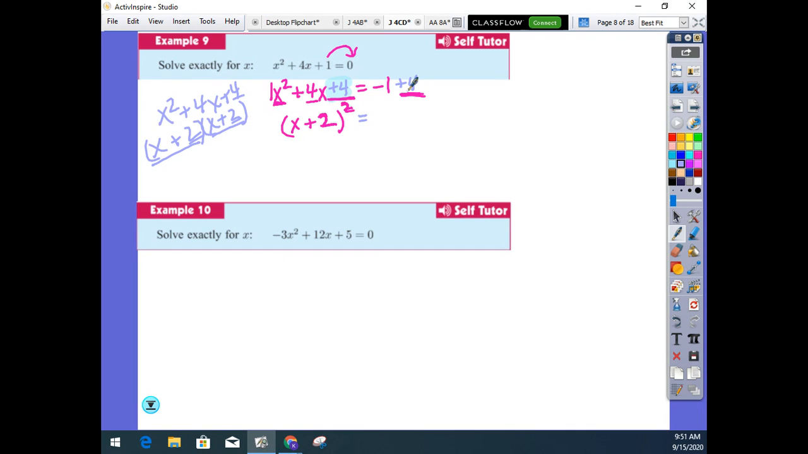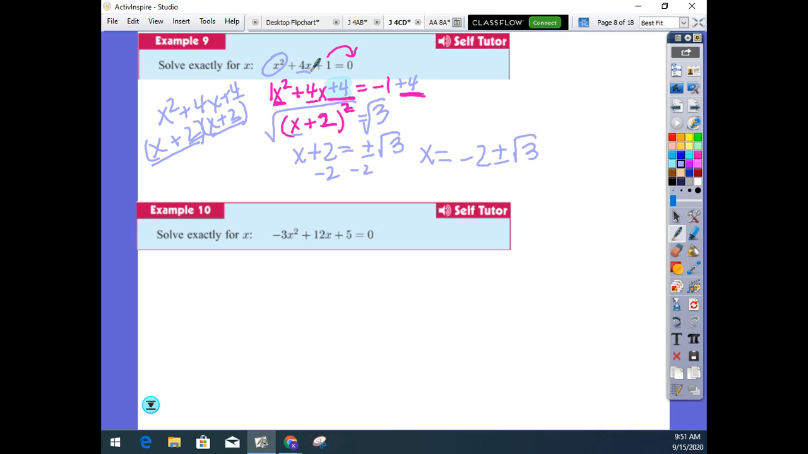Then I'm going to combine my right side. Negative 1 plus 4 is 3. Now think about how we solved this earlier. If I have just a single x, I can now square root both sides, plus or minus radical 3, subtract 2, and I have my final answer. Completing the square is always kind of a slick method if x squared has a coefficient of 1 and this is an even number. All right, so let's look at example 10.